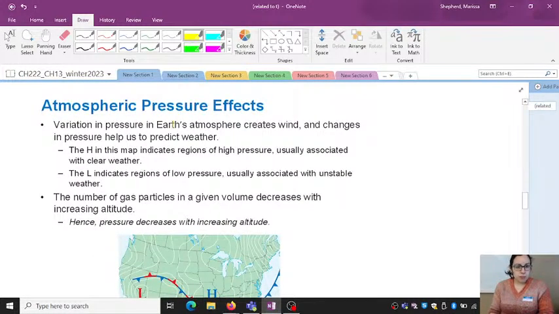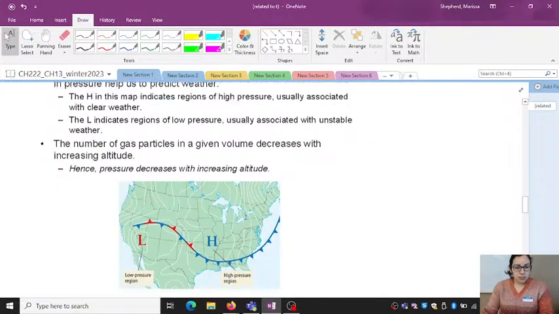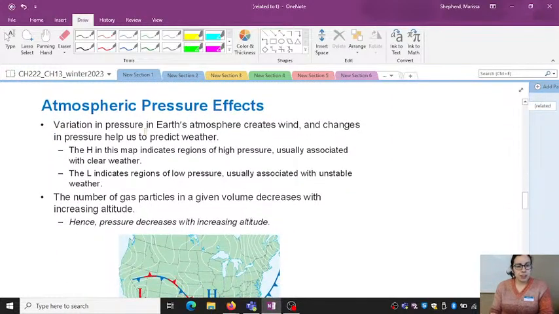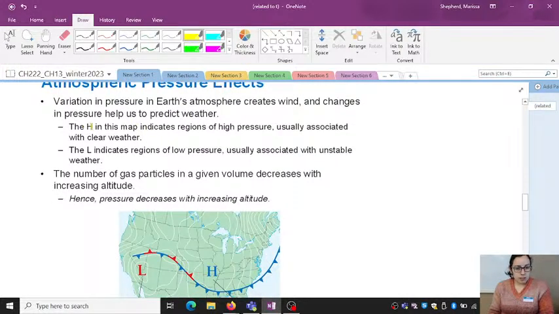And so we can start to understand the weather a little bit more. Variations in pressure in Earth's atmosphere create wind, and changes in pressure help us predict the weather. You've probably seen the weather people talking about high and low pressure. So what does that mean? An area of high pressure is usually associated with clear weather, and low pressure indicates some sort of unstable weather, so maybe a storm is coming.